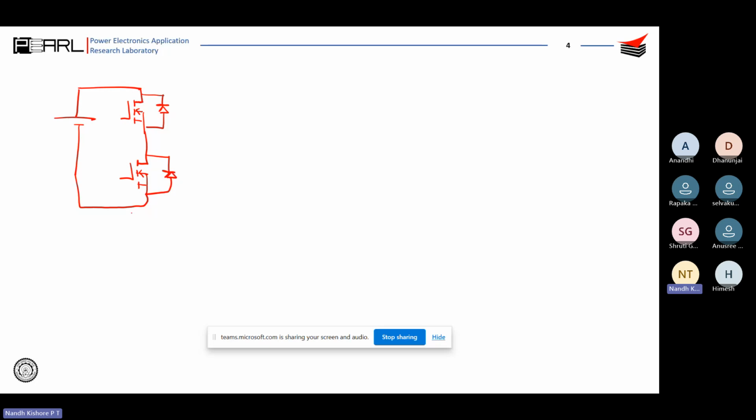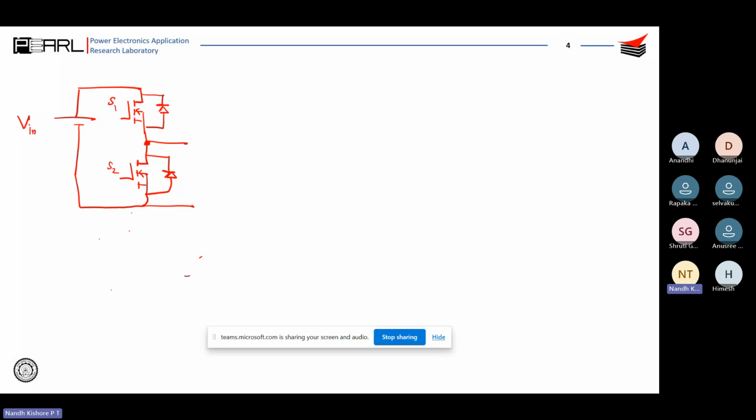This configuration is known as a half bridge configuration. So this is Vin and this is S1. Let me call this S2, right? So this configuration is known as half bridge configuration. We will forget about the inductor and all.